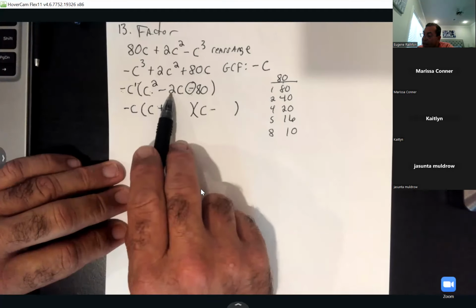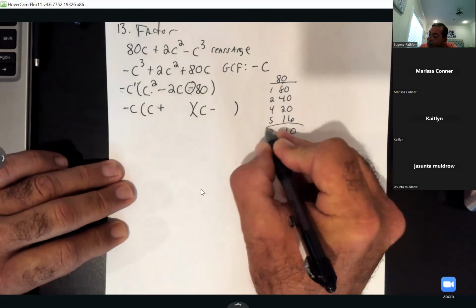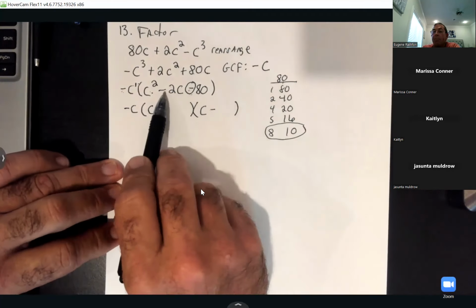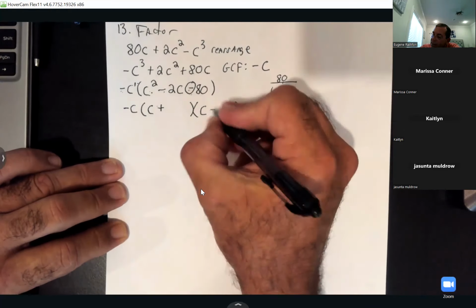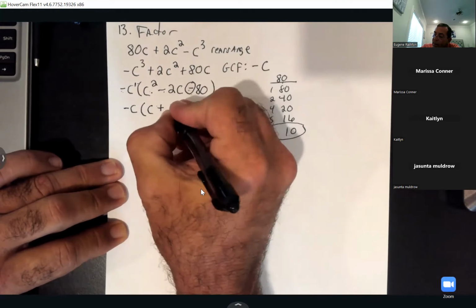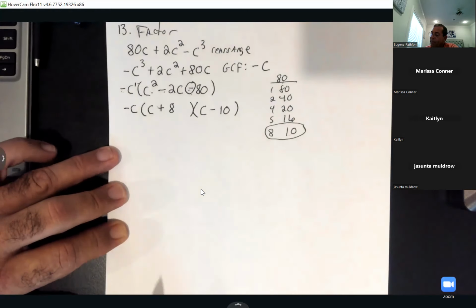So what did I need? I needed a 2. So the ones that subtract to get me 2 are 10 and 8. The middle number's negative, so the larger factor will be negative. So that's going to be a negative 10 and a positive 8.